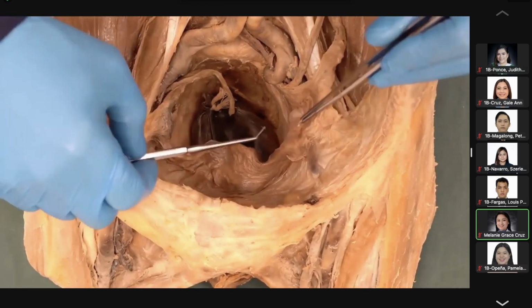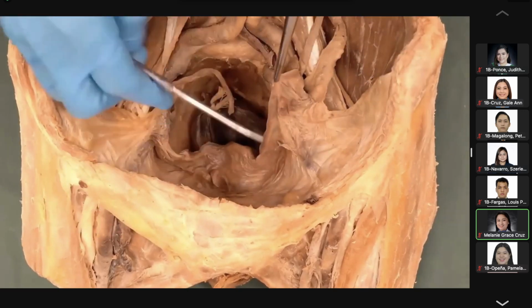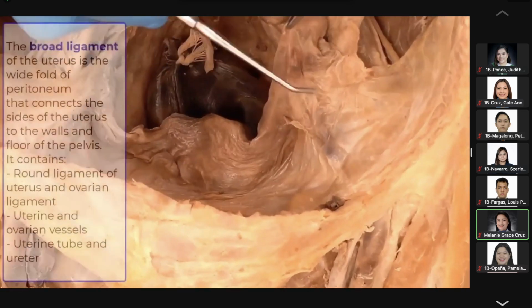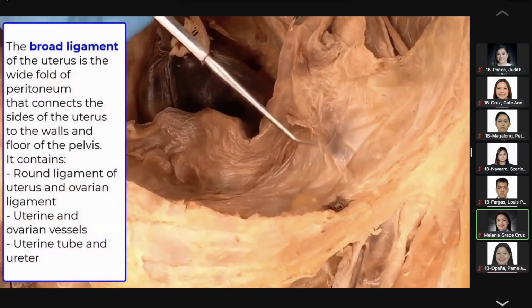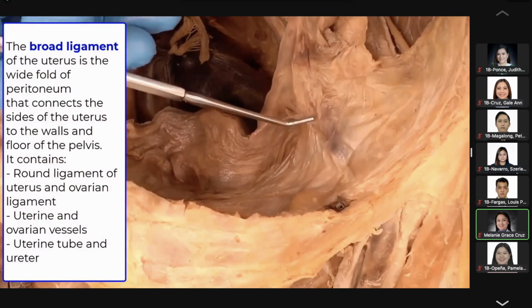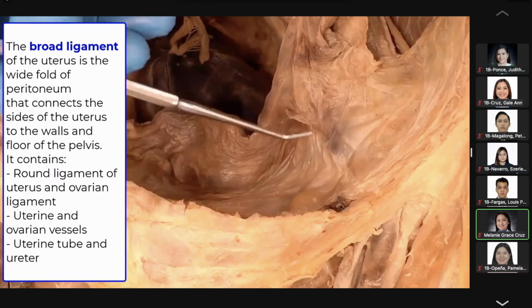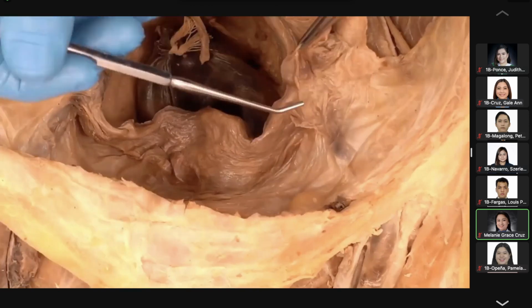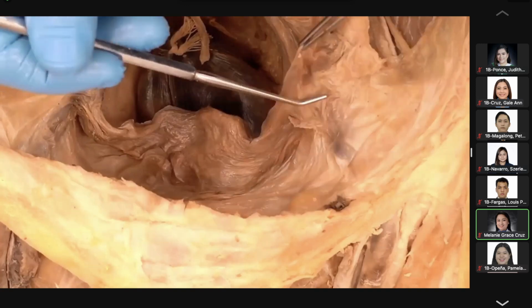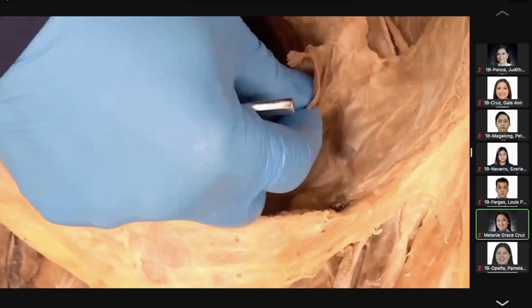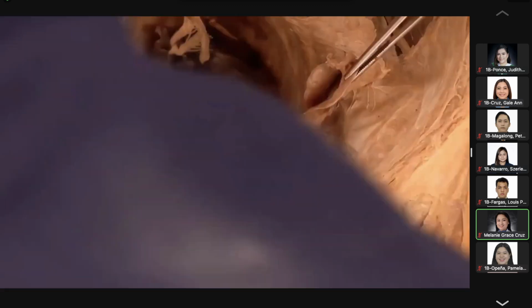So what it means is here we have a fold of peritoneum known as broad ligament. Between two layers of broad ligament, we have blood vessels, and also here is the round ligament of uterus between two layers of broad ligament. Now, the broad ligament is divided into three parts based on the location of the ovary and an ovarian ligament. In order to appreciate that, we are going to go to the posterior side.